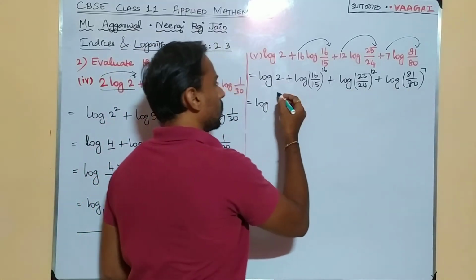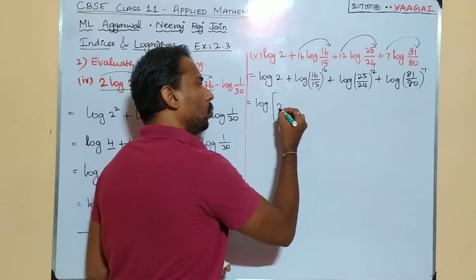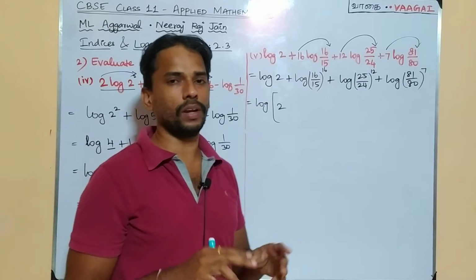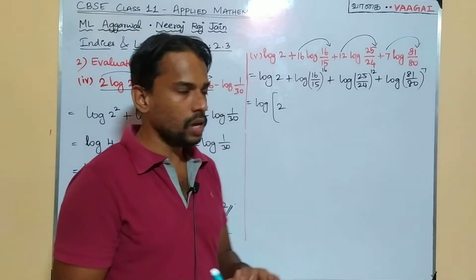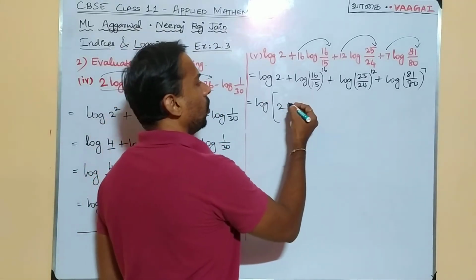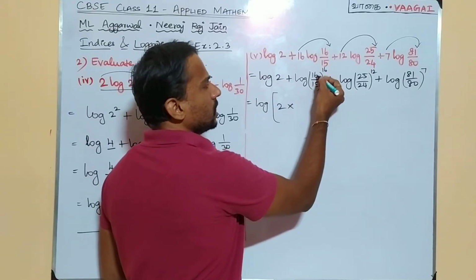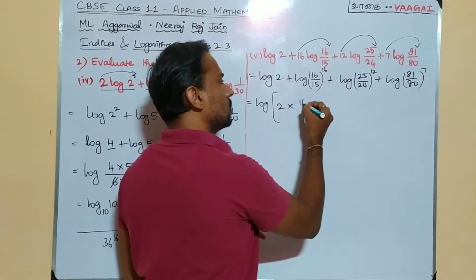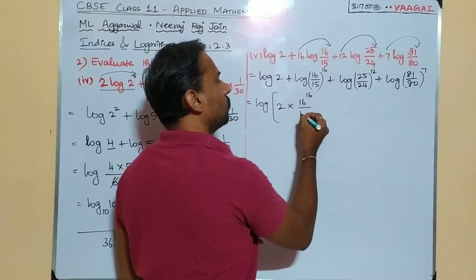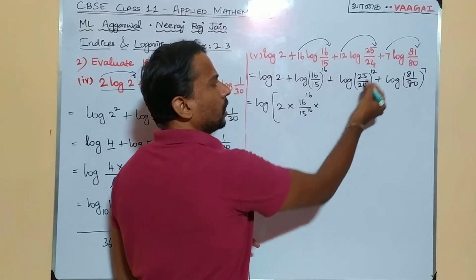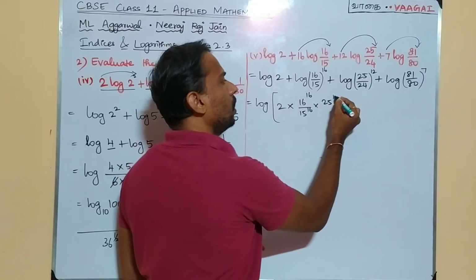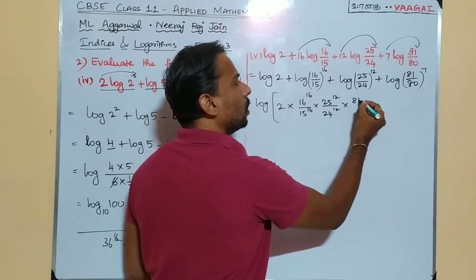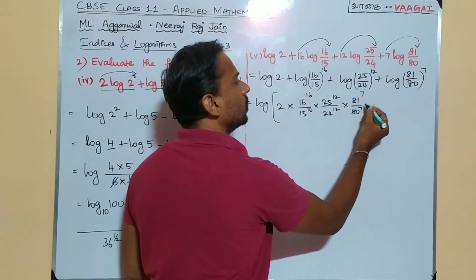When we use the product rule, what will happen? Since we have plus signs in between, what happens inside the logarithm? It will get multiplied. So we will have log of 2 into 16 by 15 whole power 16. Now I am again going to rewrite this as 16 power 16 by 15 power 16 into 25 power 12 by 24 power 12 into the last one, 81 power 7 by 80 power 7. This is what it becomes.